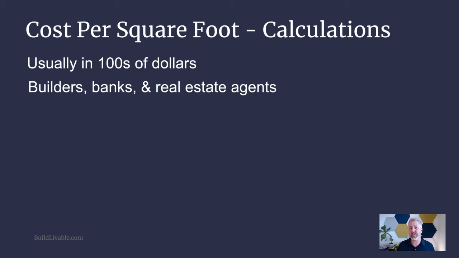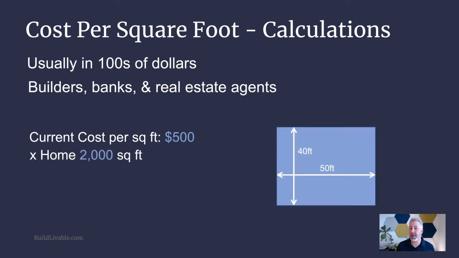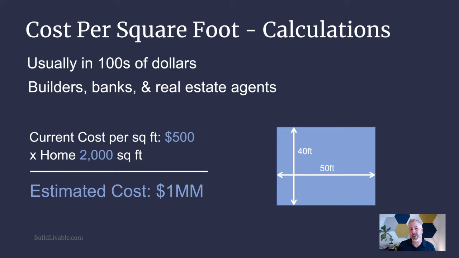The number comes from when a house is complete, looking back and saying, okay, how many square feet was it and what did it cost? And that gives you the current cost per square foot. So if a builder says to you that the current cost is $500 per square foot, and you're planning to build a house that's about 2,000 square feet, the calculation is really simple. You multiply those numbers and find that your house would be about $1 million.